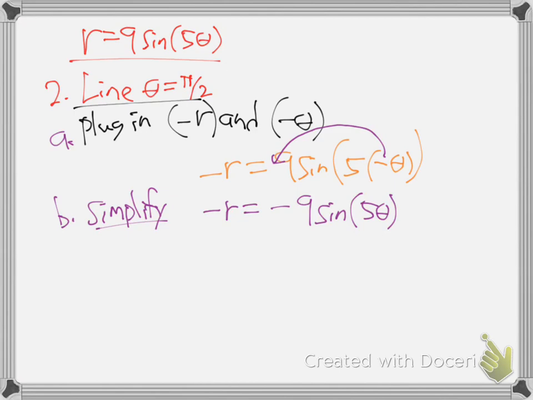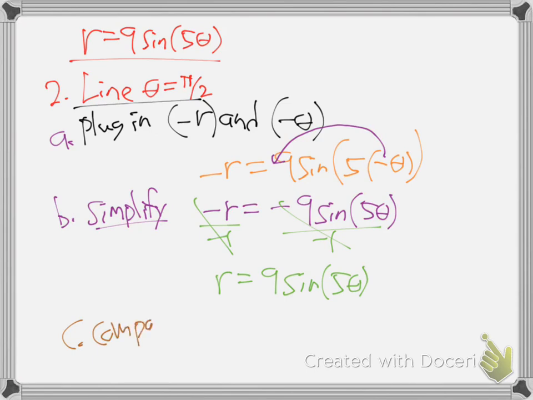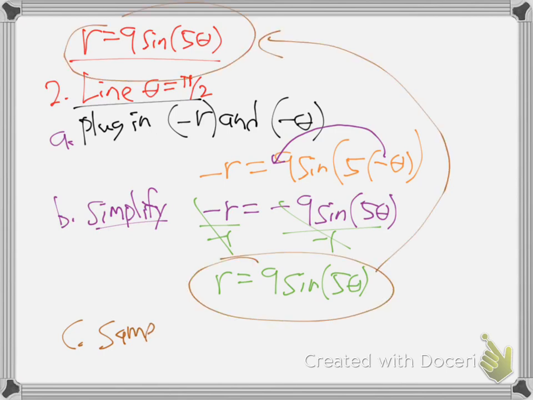What do you do when you have two negatives? Multiply or divide both sides by -1. I can just say, look, I don't need to leave those. Let's just divide both sides, cancel, cancel. r equals 9 sine 5 theta. Step C, compare, or say, is it the same? Is this final simplified the same as the original? Yeah, it is.